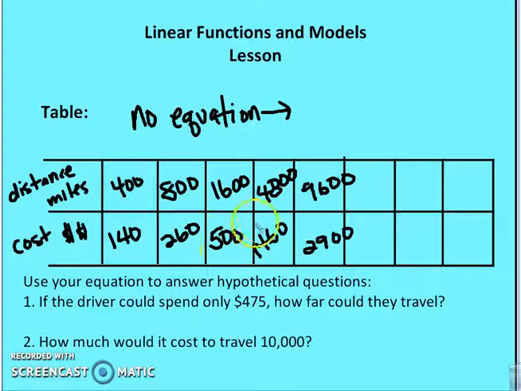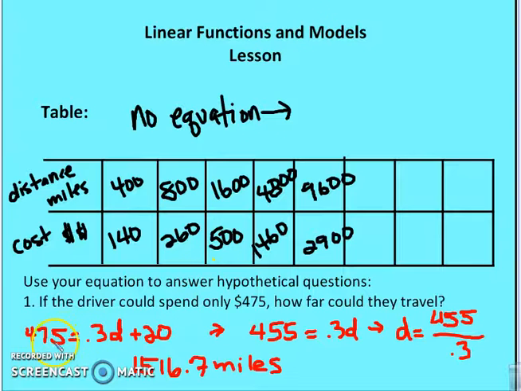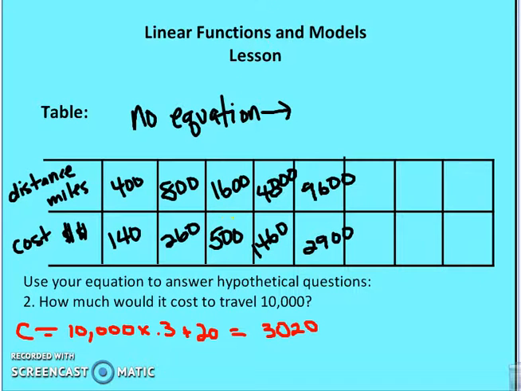The next step is to apply what we know in the problem to an extension question. If the driver could spend only $475, how far could they travel? So cost 475 is equal to 0.3 times the distance traveled plus 20. We evaluate for d and we end up with 1,516.7 miles. You can check the math there.